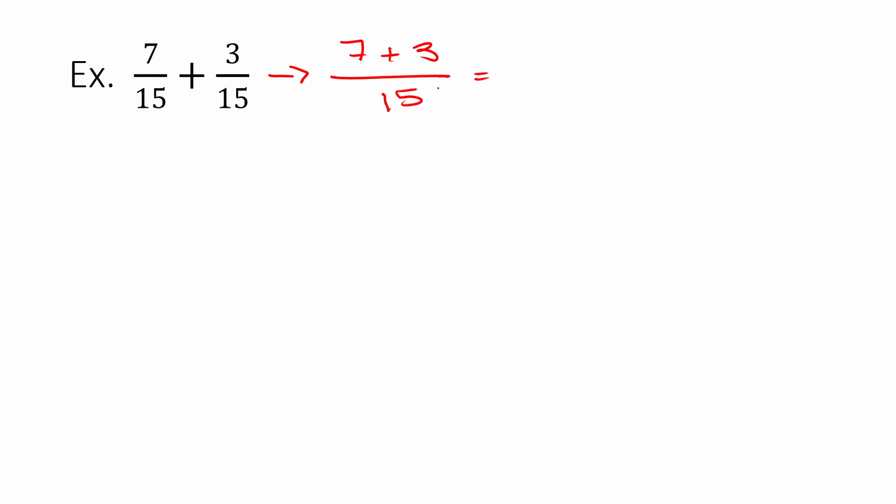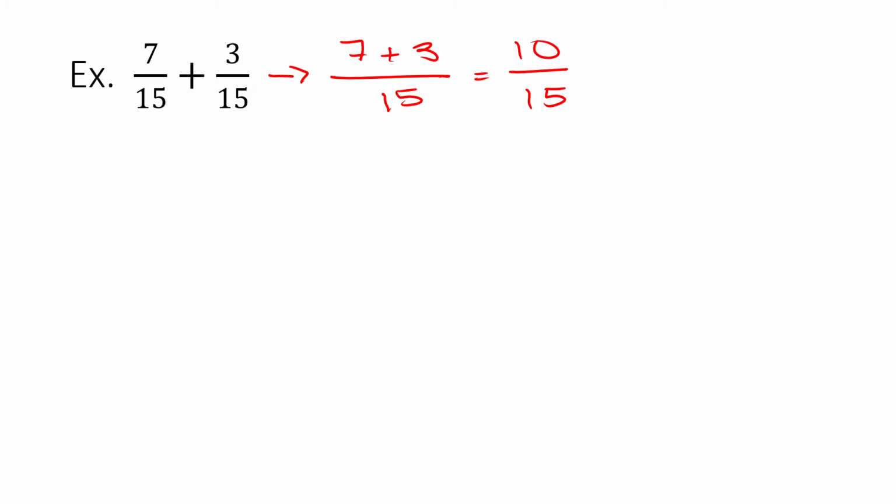Now just add the numerators. 7 plus 3 is 10, and then copy the denominator, 15. As you can see, your denominator doesn't change all the way to your final answer.